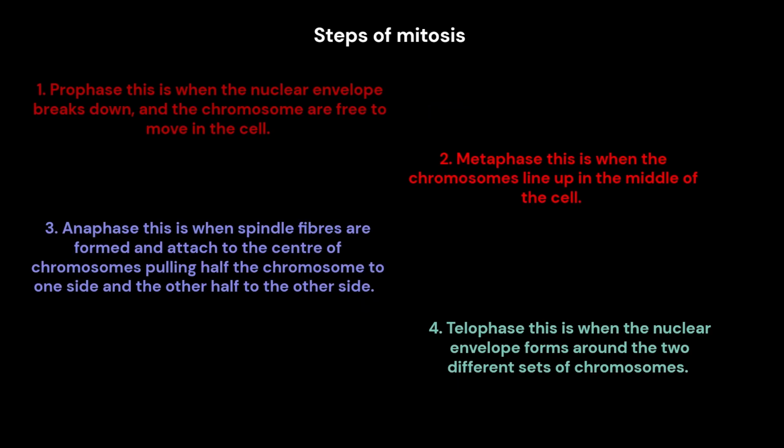Steps of mitosis. 1. Prophase. This is when the nuclear envelope breaks down and the chromosomes are free to move in the cell. 2. Metaphase. This is when the chromosomes line up in the middle of the cell. 3. Anaphase. This is when spindle fibers are formed and attach to the center of the chromosomes, pulling half the chromosome to one side and the other half to the other side. 4. Telophase. This is when a nuclear envelope forms around the two different sets of chromosomes.